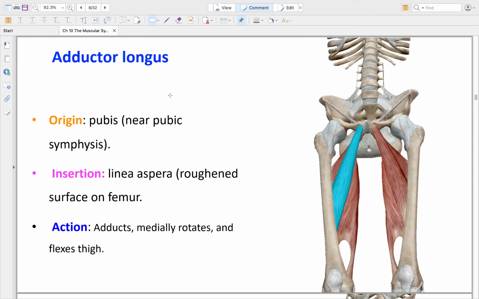Our adductor longus, the origin is near the pubic symphysis, right there. There's a pubic symphysis right next to it, and it inserts in this area of the femur called the linea aspera, that rough surface of the femur. And the actions are the same as magnus. It adducts, medially rotates, and flexes the thigh. Remember, these are a group of muscles that ultimately support one another and typically will have the same or a very similar action.